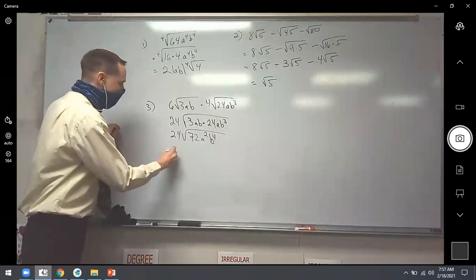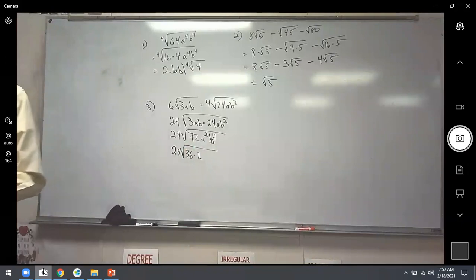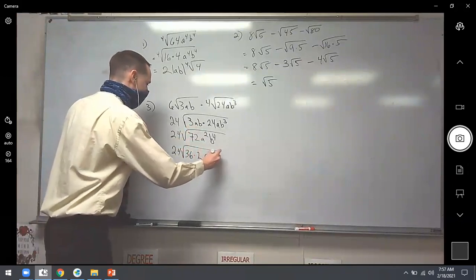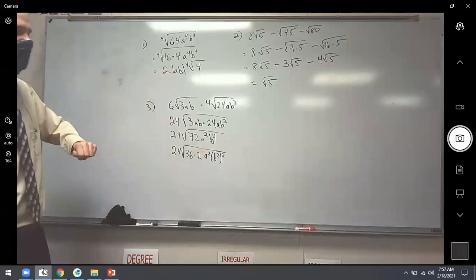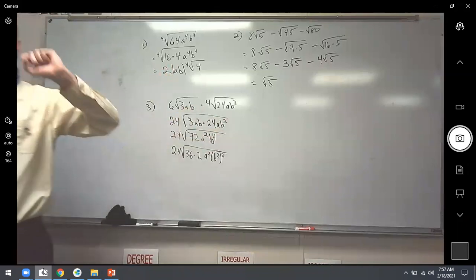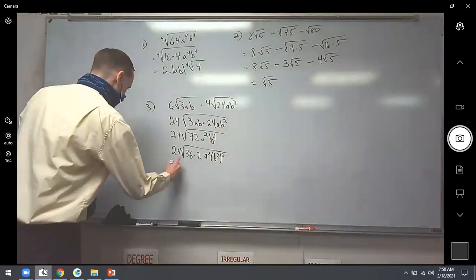Well, 72, I do think there's a perfect square that goes into that. 36 goes into that. If you look up your perfect squares, 36 is 6 squared. 36 times 2 is, in fact, 72. A squared is already something squared, and b to the 4th, if you use your quick trick real quick, what squared is b to the 4th? Well, 4 divided by 2 is 2, right? So you could think of it as a b squared right there. And now, let's just clean up things we got. We got a 24 just hanging out.